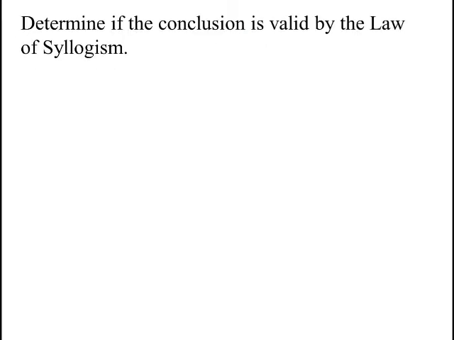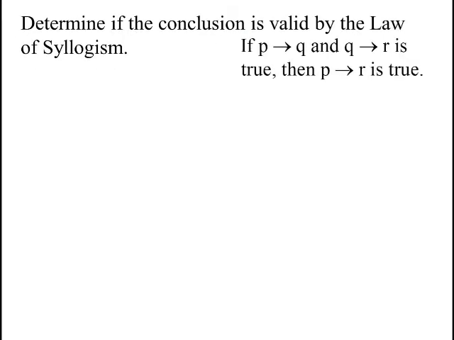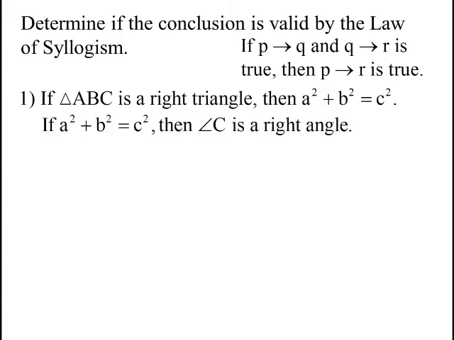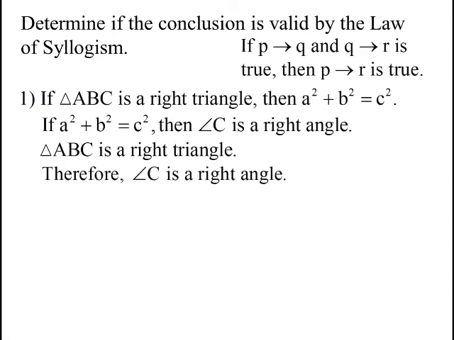All right, now let's see if these are true under syllogism. This is syllogism. P implies Q, Q implies R, then P implies R. So if triangle ABC is a right triangle, then A squared plus B squared equals C squared. If A squared plus B squared equals C squared, then C is a right angle. Triangle ABC is a right triangle. Therefore, C is a right angle.